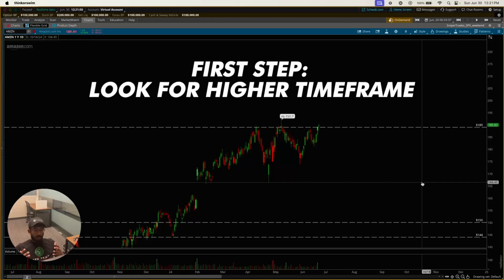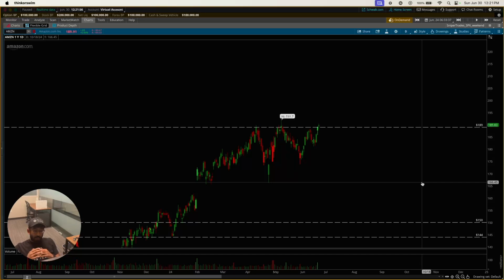The first step is obviously to look at a higher time frame. Mostly a weekly and a daily would do, and that's where you would identify if there is a breakout brewing on a particular stock, and that gives you confirmation as to what level to look for when you're looking for that breakout on that particular stock.